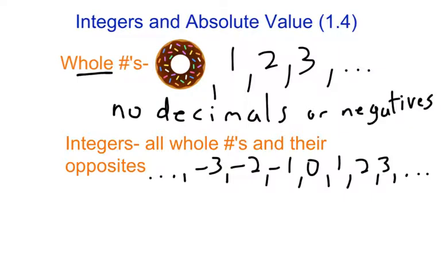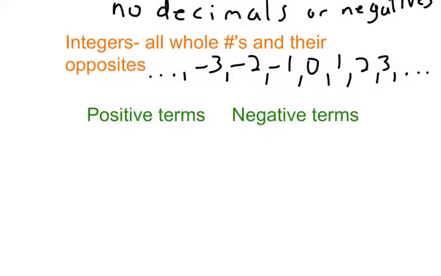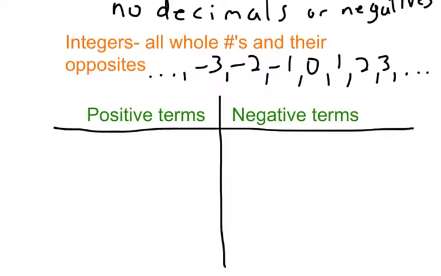Now we use negatives and positives to express different numbers, and I'm going to give you a list of times when we would use negative numbers and times when we would use positive numbers. So let's make a table with positive terms and negative terms. And I'm going to say the word profit. If you've ever heard of your profit margin, that's how much you're making. So profit is a positive term.